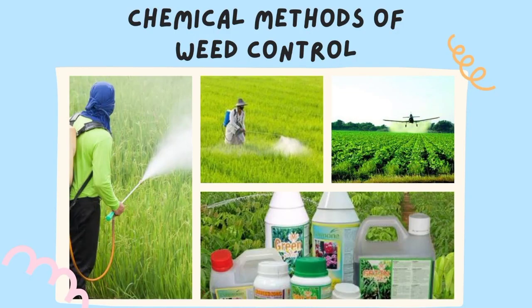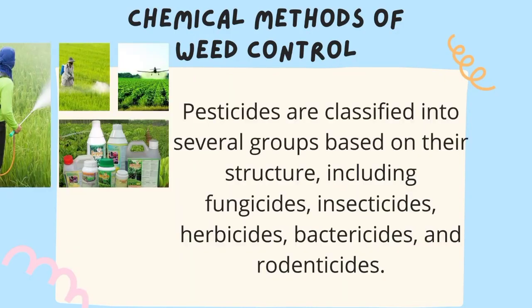Fourth is the chemical methods of weed control. Herbicides are considered the most effective and time-efficient method of weed control. It is the use or application of chemicals to weeds or soil to control weed growth.